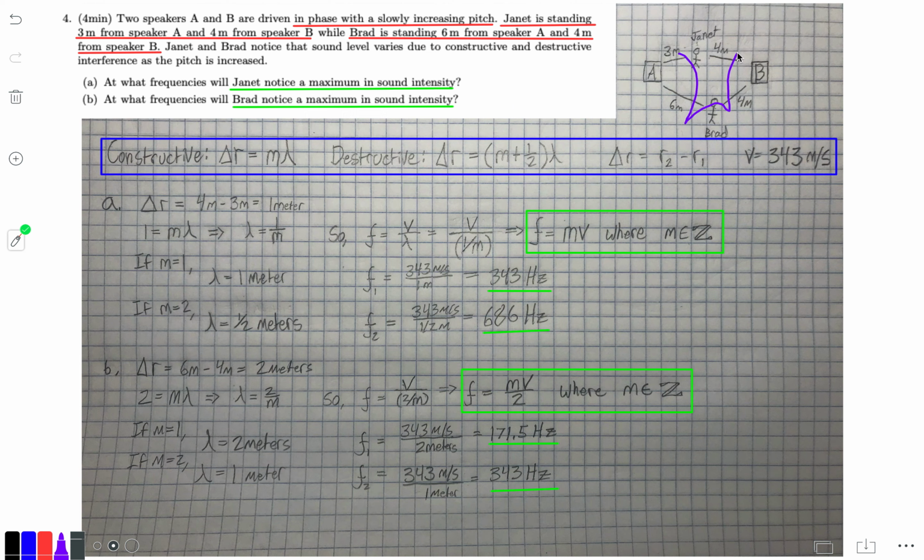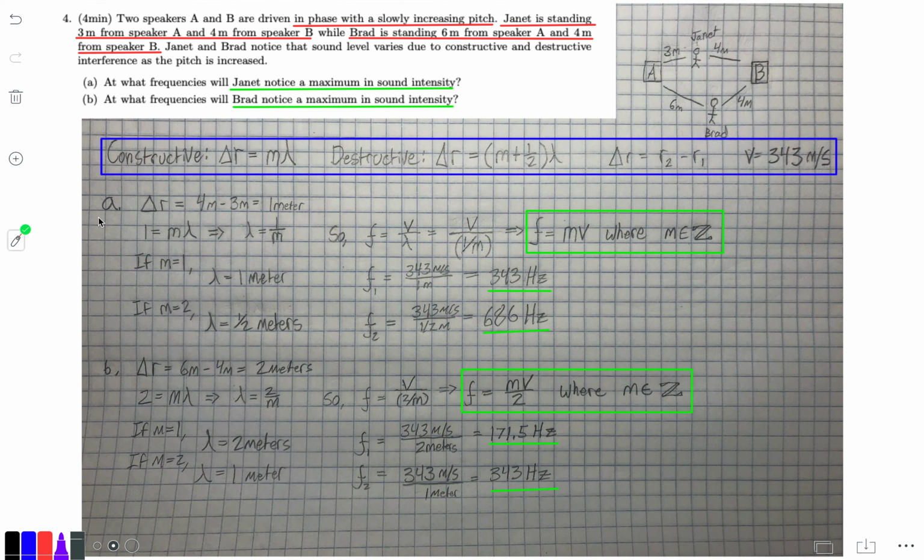The reason that I have our destructive here is that you could find the minimum sound intensity, but I just thought it would be cool to include it because you can take all of the same following steps and do the same thing for destructive. So looking at what I have here, this is going to be our path length, and this is going to be our velocity of sound in air.